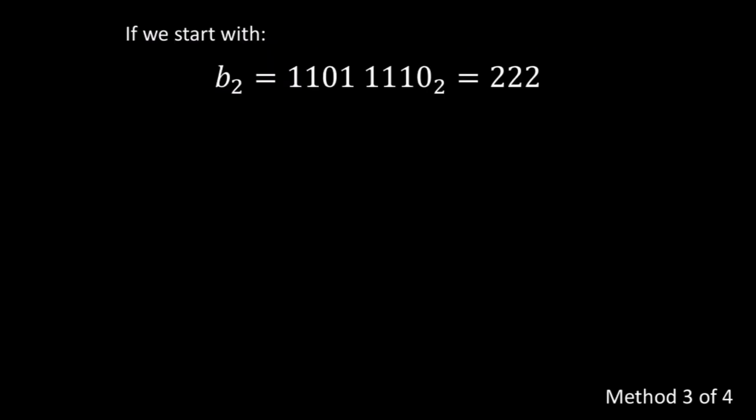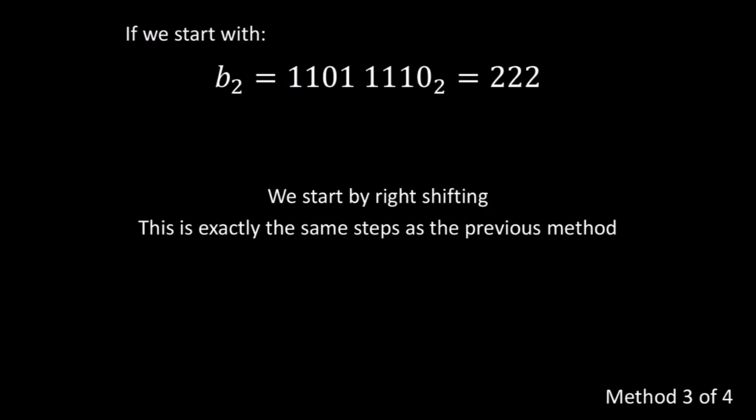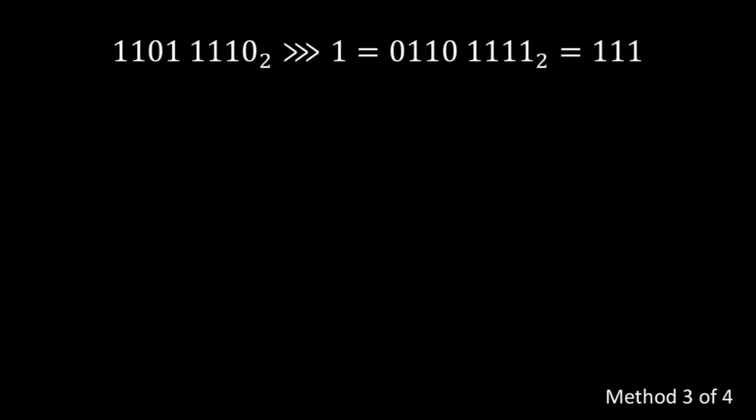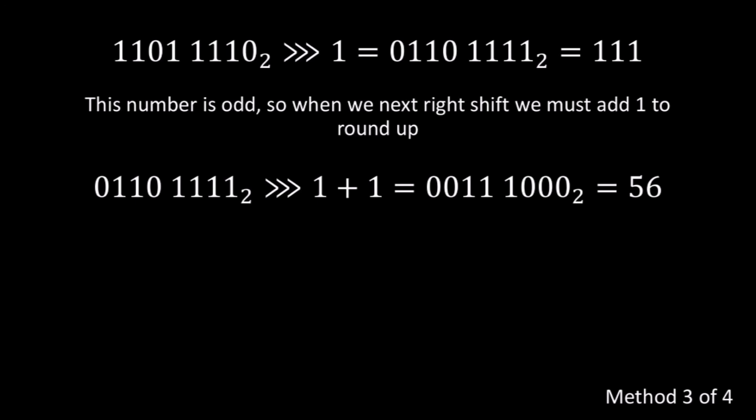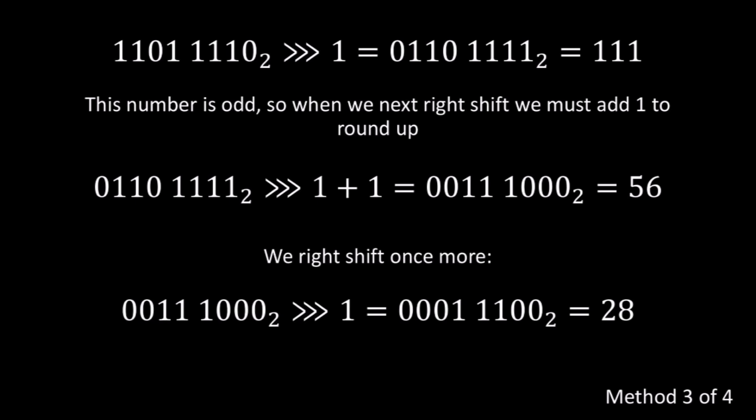So if we start with 222 again, we start by right shifting. This is the exact same steps as the previous method. So we right shift 222 to give us 111. And now since 111 is odd, on our next right shift, we must add 1 to round the value up. So 111 right shifted gives us 55, and then plus 1 gives us 56. We then right shift the 56 once more to give us 28.